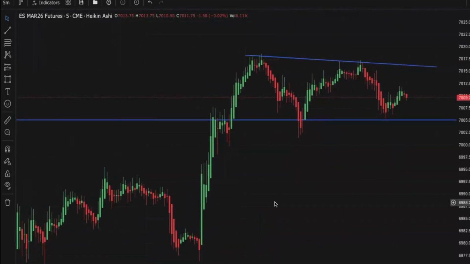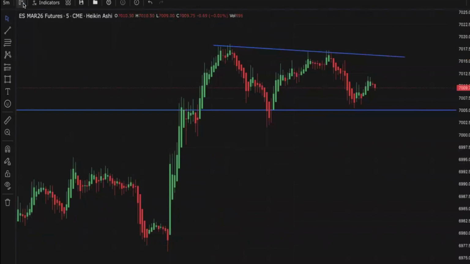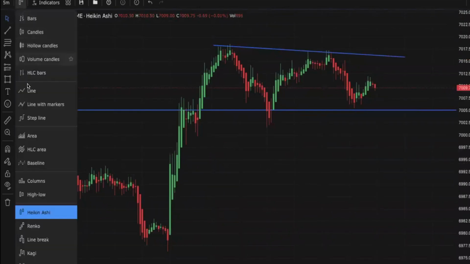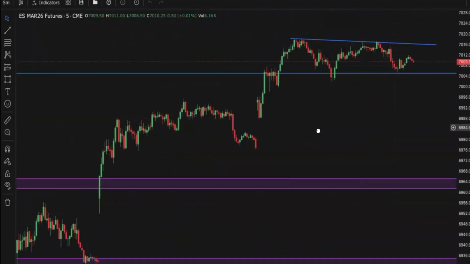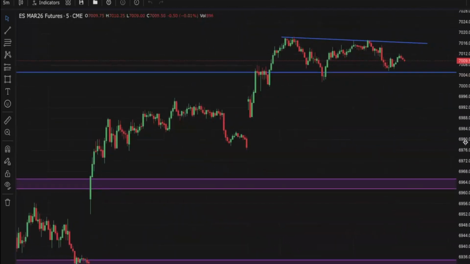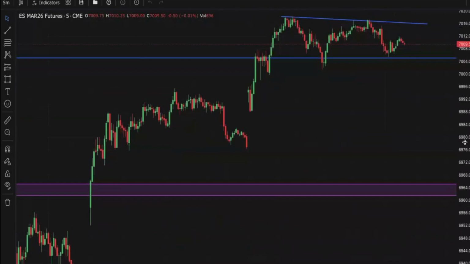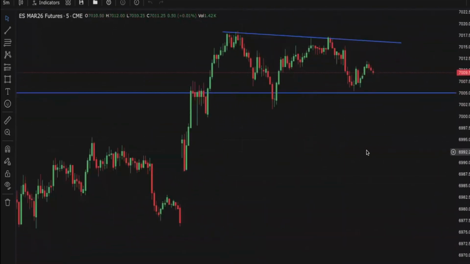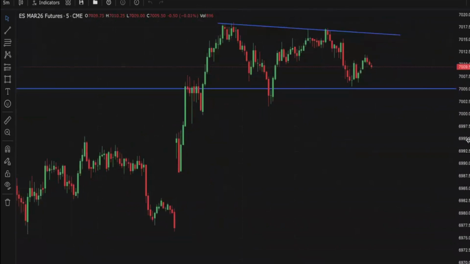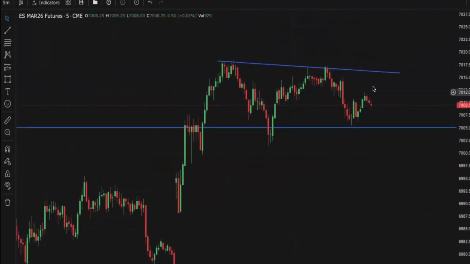All right, so that would be it. And if we go to a regular candle, you see, that's what we have here. You need to know how to read your candles so that you understand what each of them means, especially in an area like this.